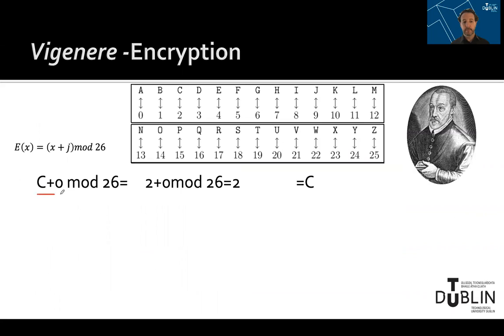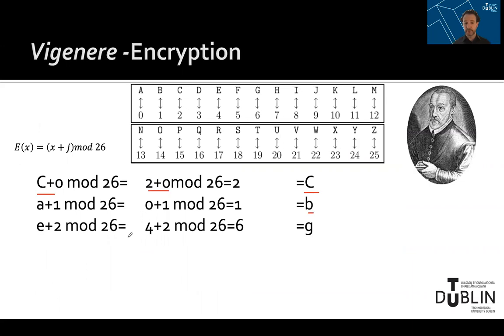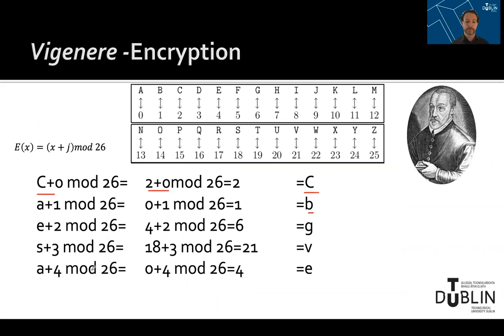So C, 2 plus 0, 2, C. A plus 1, because you're shifting by 1, becomes B. E is shifted by 2, so it's 4 plus 2, which is 6, which is G. S shifts by 3, 18 plus 3, 21, which is V. A is now shifted by 4, because it's the fifth letter. So now we have 0 plus 4, which is 4, which is E.